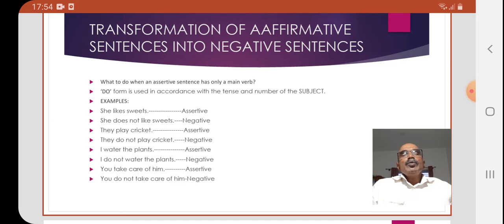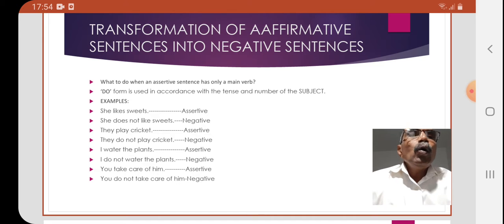Now, in this video, let us see what to do when there is no auxiliary in the sentence. The question is, what to do when an assertive sentence has only a main verb? What to do when an assertive sentence has only a main verb and no auxiliary? Then the do form is used in accordance with the tense and number of the subject.